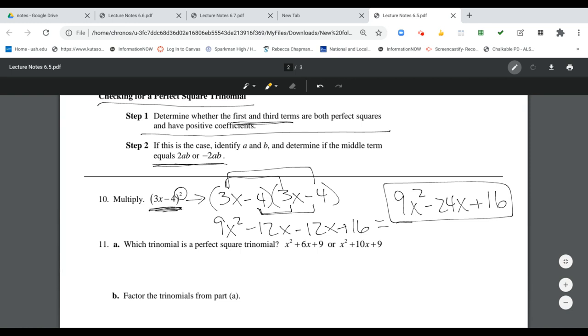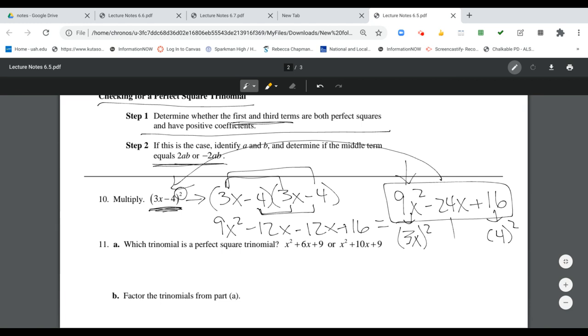So what we're going to do is go from here back to those factors that are squared. How you do this is, it says determine whether your first term is a perfect square, and it is. That would be 3x squared. Your last term is also a perfect square, 4 squared.